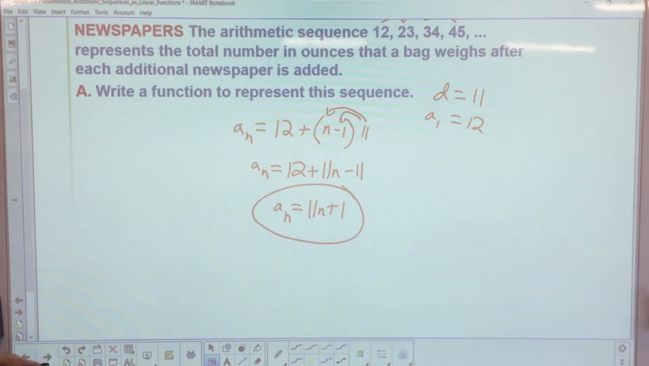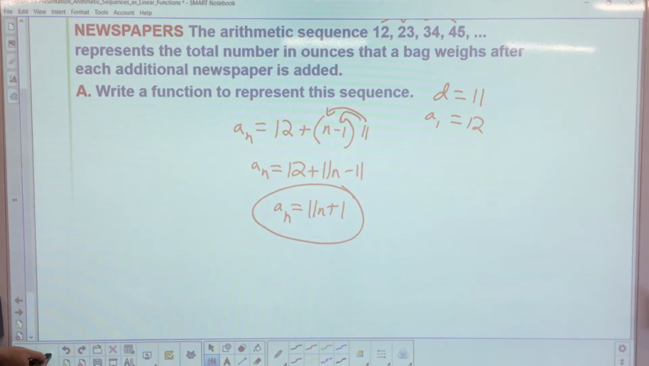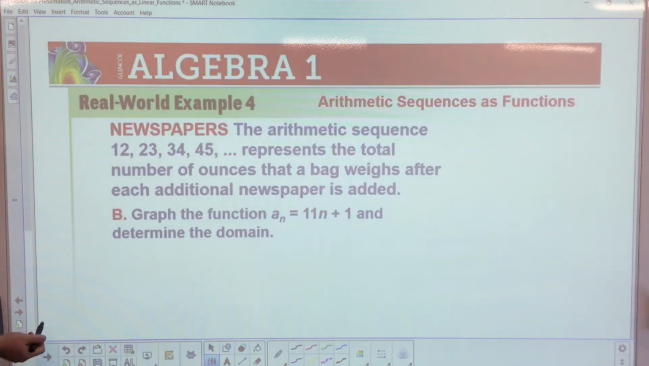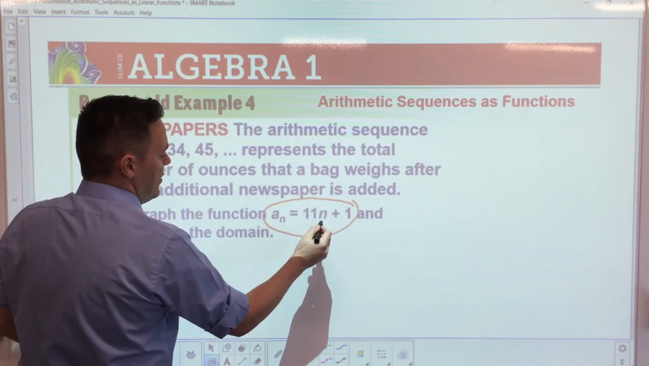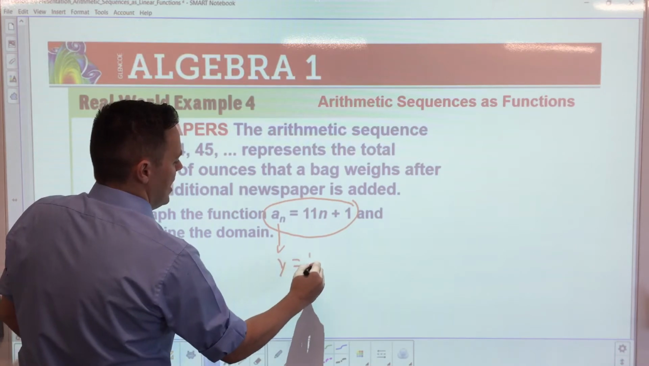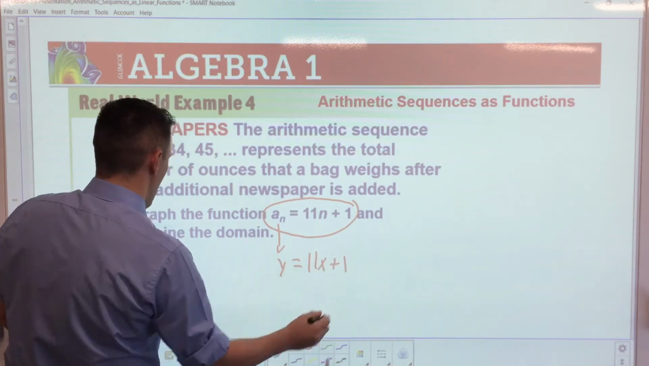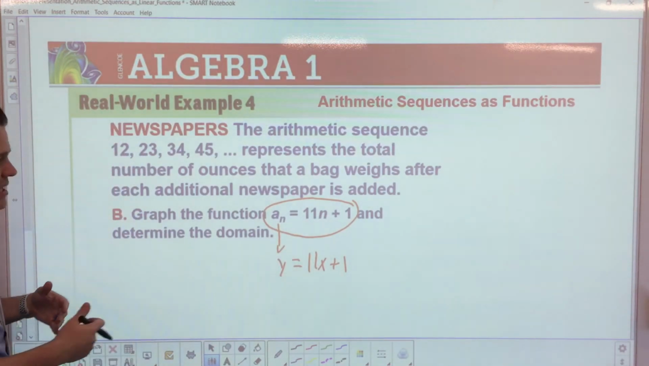So make sure you know that with this equation I can know how much a bag weighs for each additional newspaper that is added. Okay, what I want you to do is graph the function. Remember, in order to graph it, you change this to y equals 11x plus 1. And then you could determine the domain and the range.